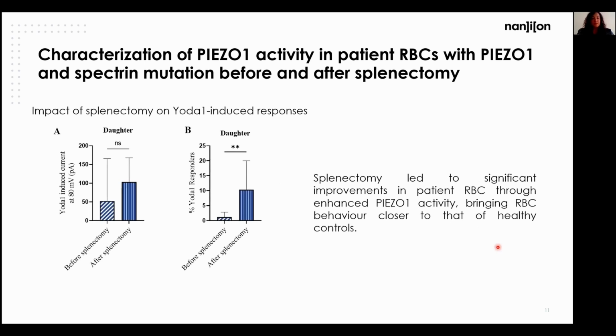Here are another two graphs just to show the impact of splenectomy on Yoda1-induced responses. Putting directly only the daughter's results before and after splenectomy, we can see a significant increase in the percentage of responding cells. So in conclusion, splenectomy led to improvements in the patient's red blood cell population, enhancing Piezo activity and bringing red blood cell behavior closer to that of healthy controls.